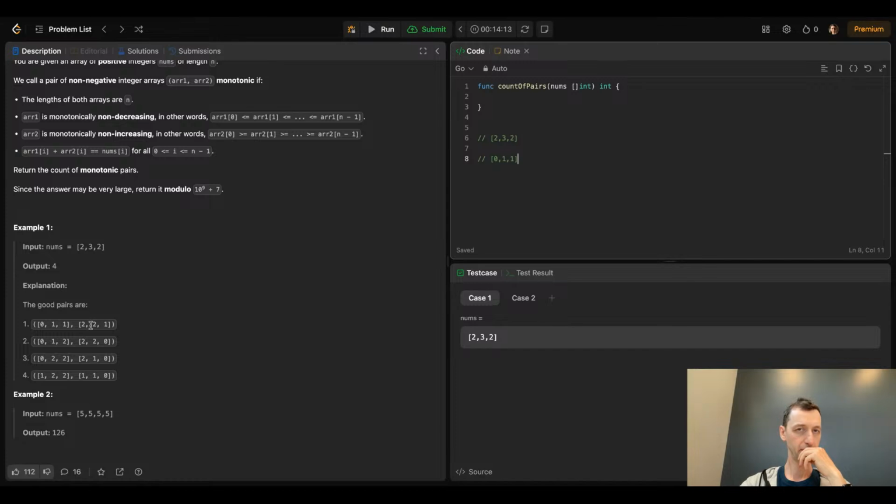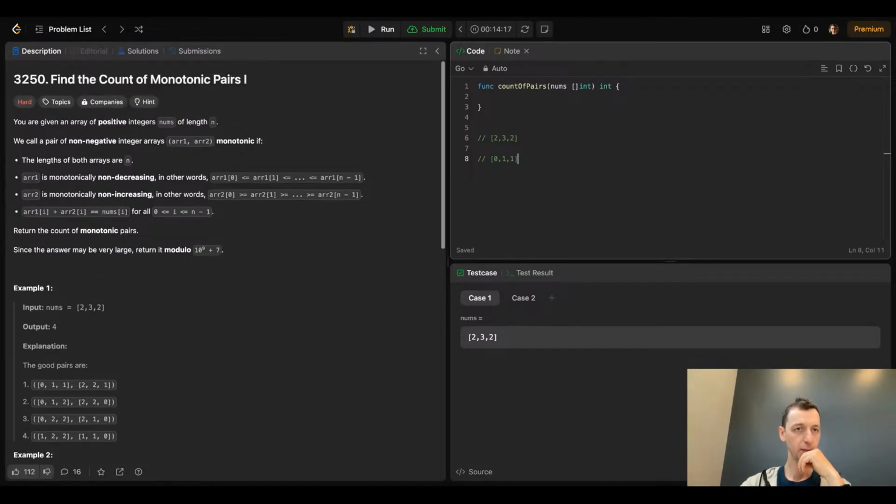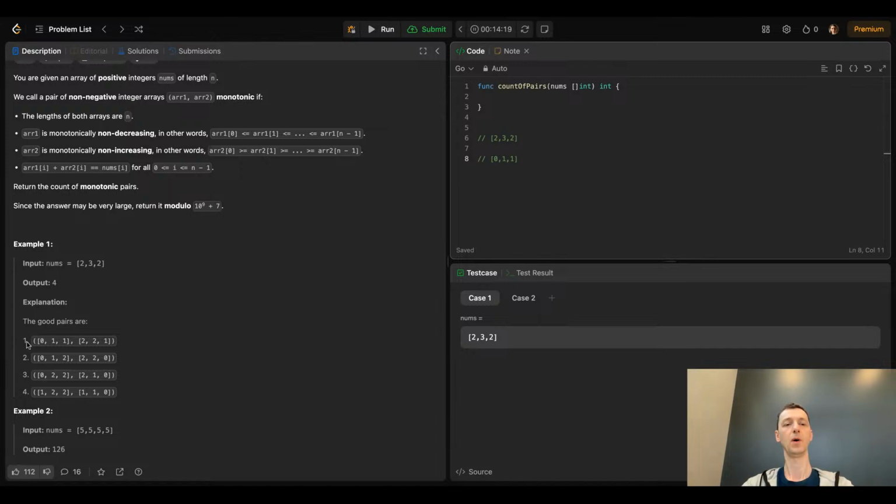But I'm curious. So we generated this, but the question is, how do we know that there is no more? How do we know there is no more?